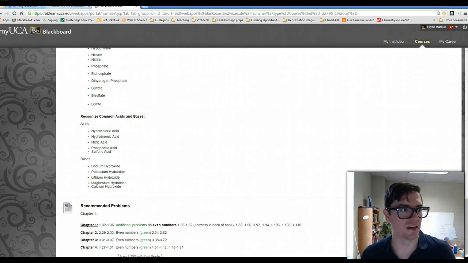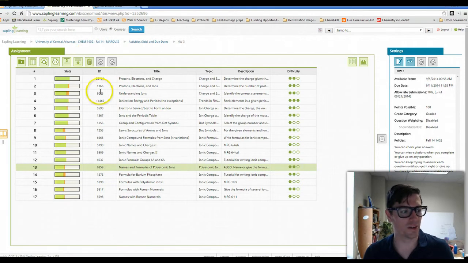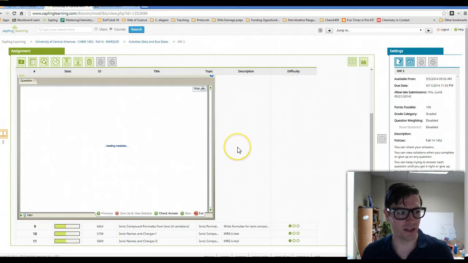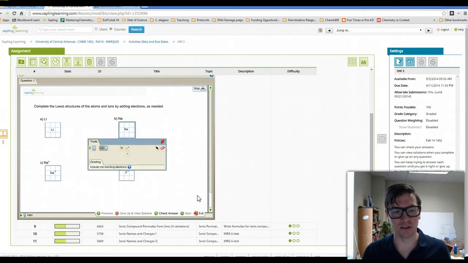One last thing. I've had a couple people ask me about one particular question on the Sapling assignment. Sapling is usually pretty good about giving you training, but this one they have not, so I just wanted to let you know how to do it. This was number 8, Lewis structures of atoms and ions. This one wants you to basically put the electrons where they're supposed to go. If you want to add an electron, you click on the particular atom and open up this box, and you see there's a lone pair and then a single electron. You can also add charges, but you don't need to add charges for this one.